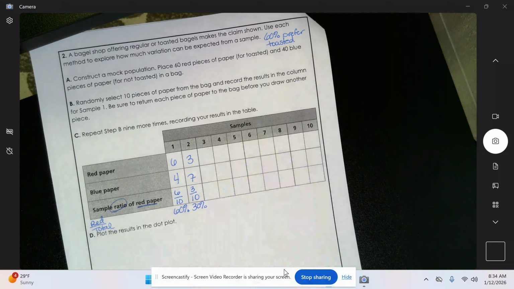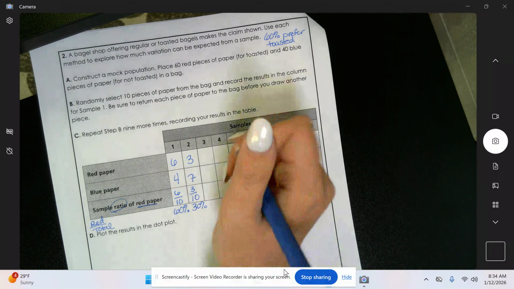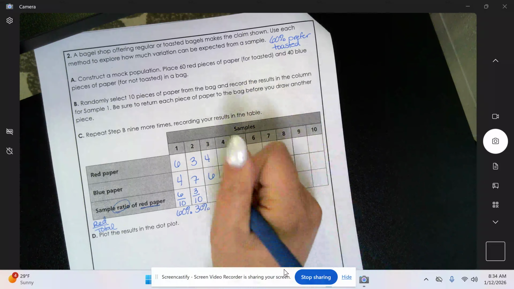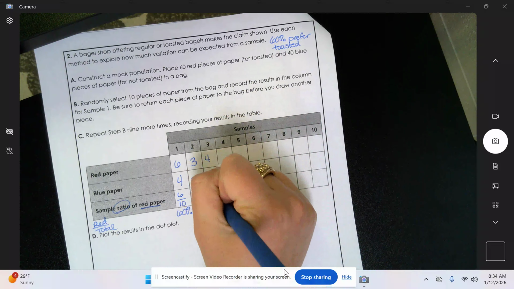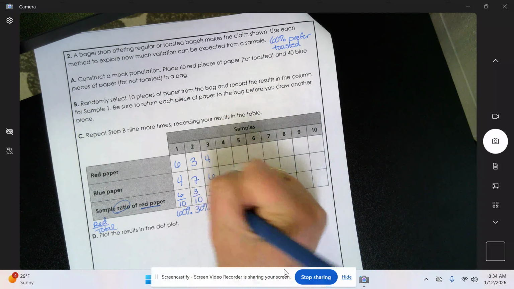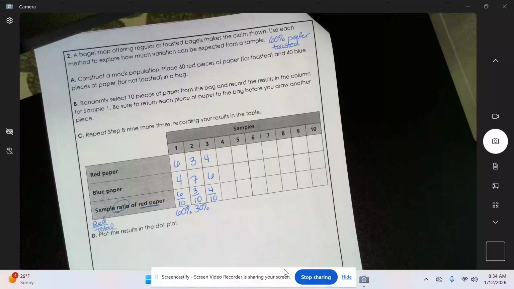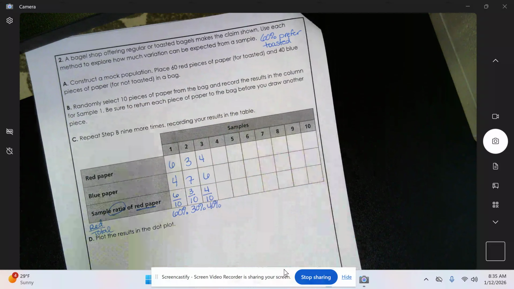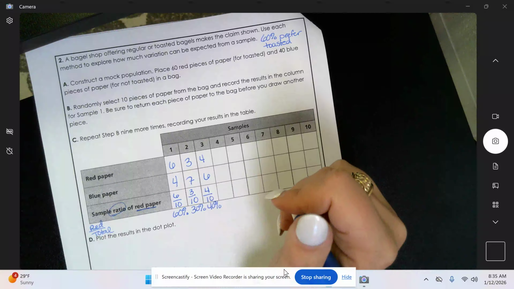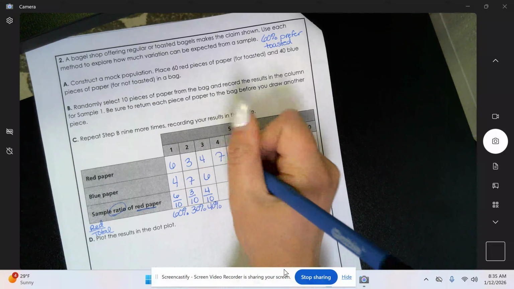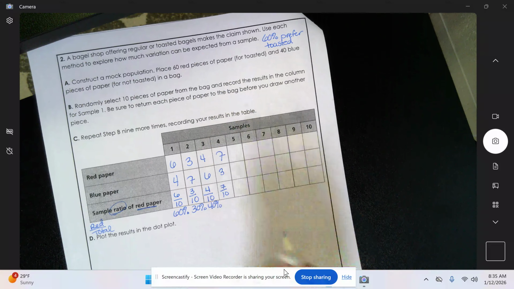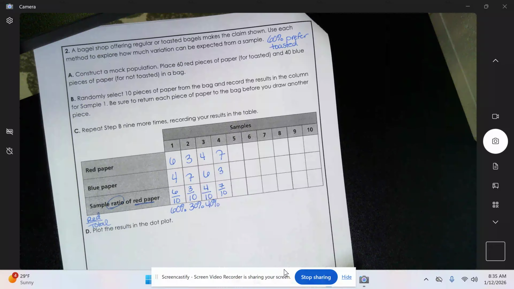Alright, sample 3. We had 4 red and 6 blue. Okay. So it'd be 4 over 10, which would be what percent? 40%. Alright, and then sample 4. We had 7 red papers and 3 blue papers. Which gave us 7 out of 10. Everybody know what percent that would be? 70%. Okay.